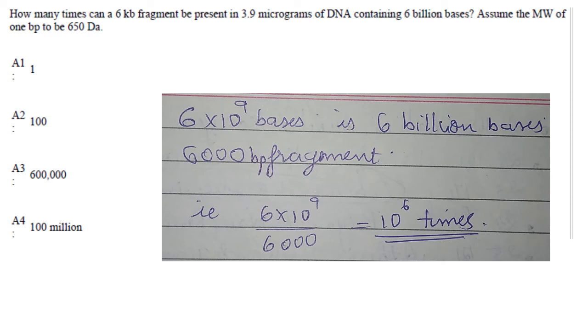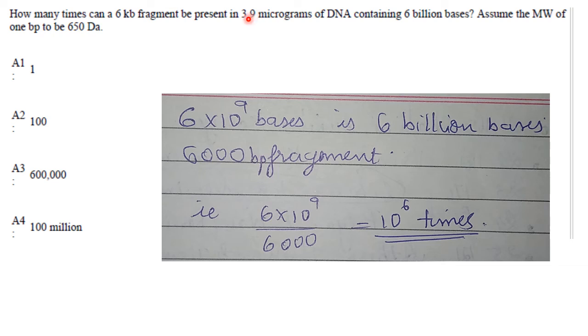How many times can a 6 kb fragment be present in 3.9 micrograms of DNA containing 6 billion bases? Assume molecular weight of one base pair to be 650 Daltons. So 6 billion bases. They have asked how many times can a 6 kb, that is 6000 base pair fragment, be present in DNA containing 6 billion bases.